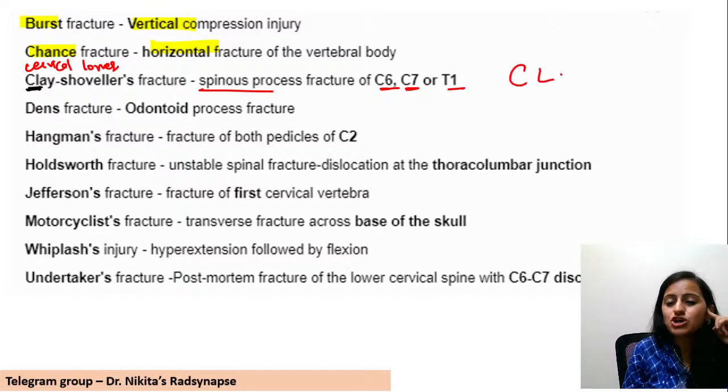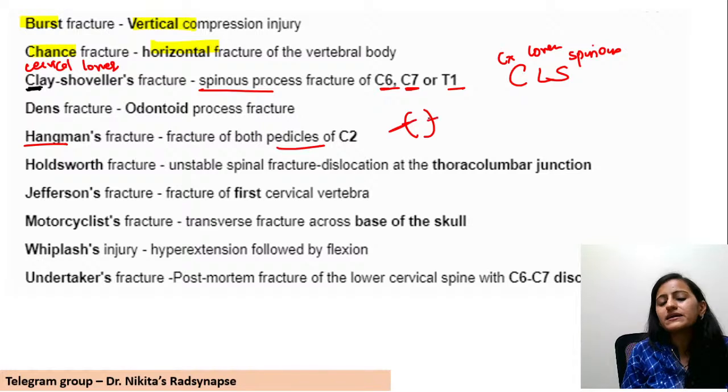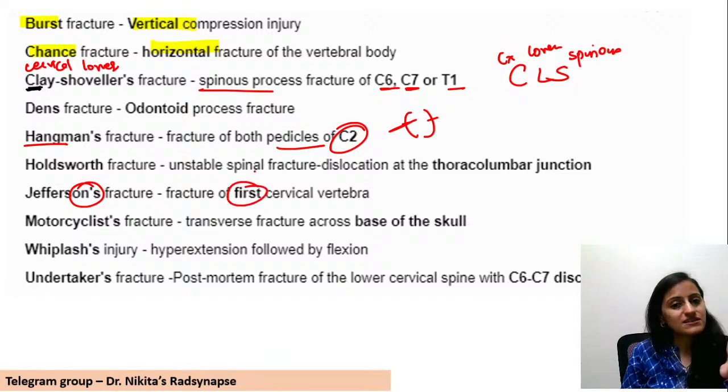Remember clay shoveler, cervical spine, lower end, it is the spinous process fracture. Dens is your odontoid. Hangman fracture is the pedicle. Both the pedicles of C2 are gone. That is your hangman's. Jefferson is one. So that is your first cervical vertebra. That is your atlas.